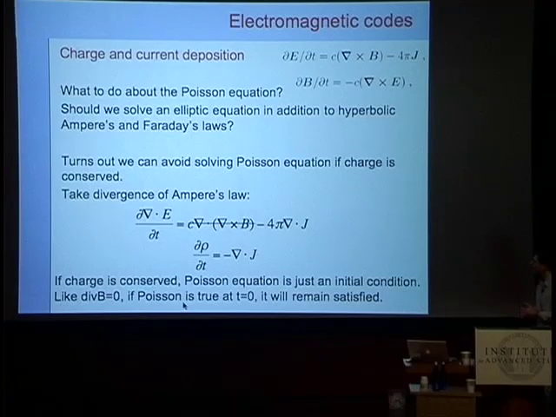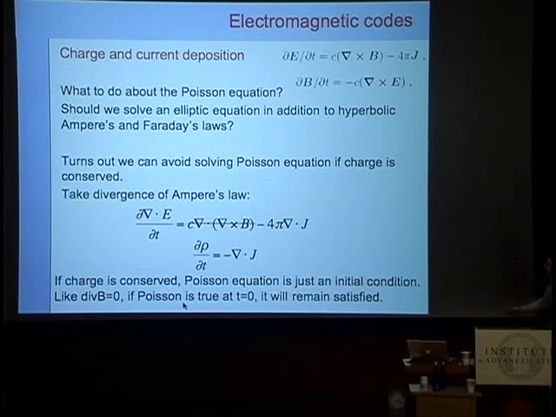It turns out that the Poisson equation does not need to be solved at every time step. And here is a proof of that. Imagine we take Ampere's law: dE/dt is curl B minus J. Let's take the divergence of this equation. What we'll have is d by dt of the divergence of the electric field equals the divergence of curl B, which is 0, right? The divergence of a curl is 0. And then on the right-hand side, we have the divergence of J. Okay, the divergence of the electric field is just the charge density. And what we got here is a law of conservation of charge.